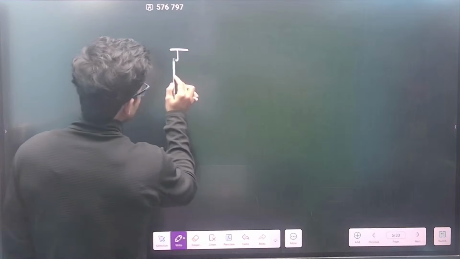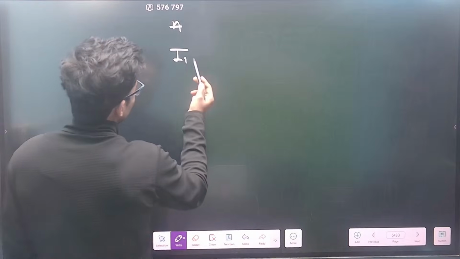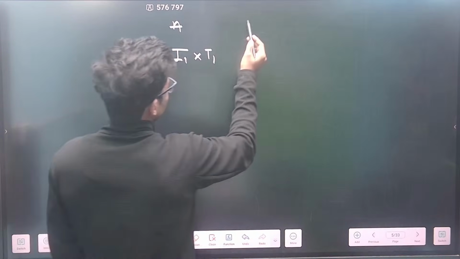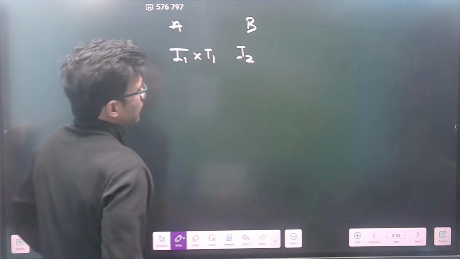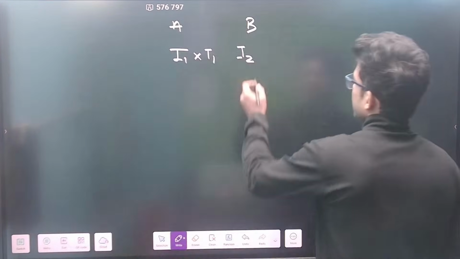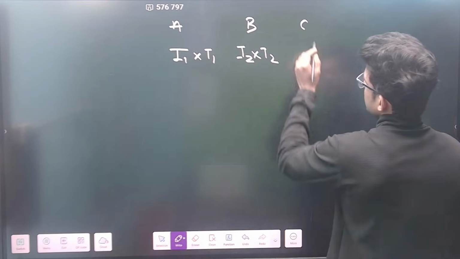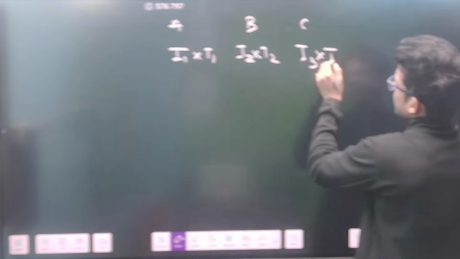First one is: if I1 is the investment of person A, with the time T1, if I2 is the investment of person B, with the time T2, and if a person C is involved with the investment of I3, with the time T3.